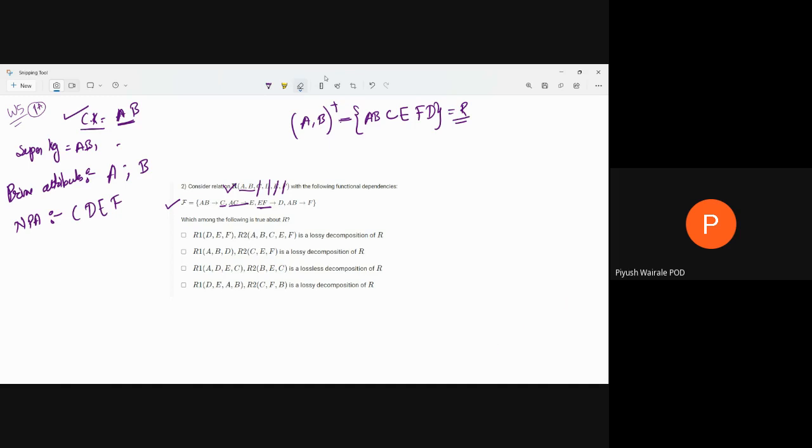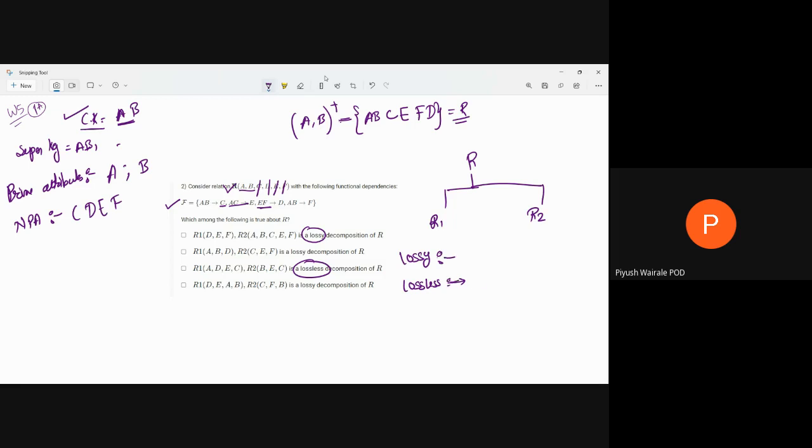So suppose we have relation R. I am decomposing it into R1 and R2, right? So what is lossy and lossless? Anyone tell me what is lossy and what is lossless? Lossless is if we are getting relation R from the decomposition relations, then it's lossless. There are three properties for a relation to be lossless.